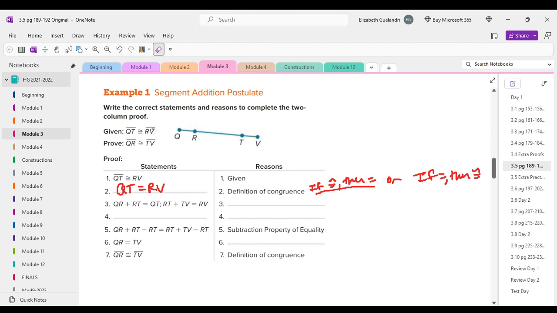We do that because looking at this proof, it's going to be a segment addition proof. And addition is something that happens within equality, not congruence. So we make that quick switch. Okay, the next thing that you see here is QR plus RT equal to QT.